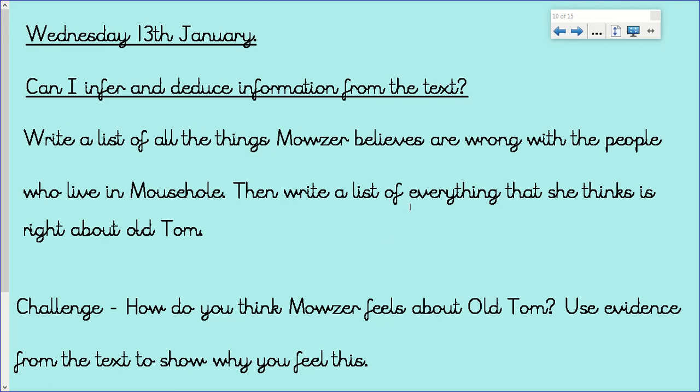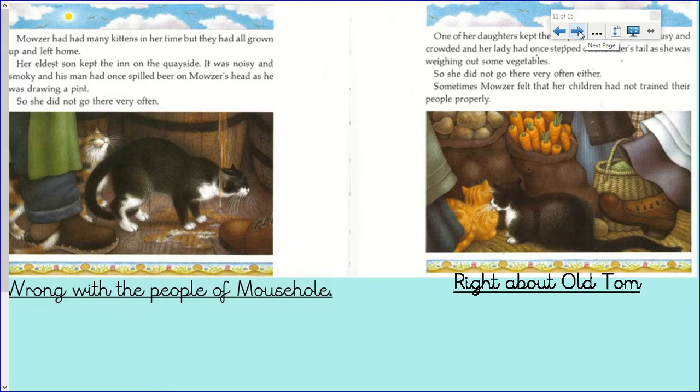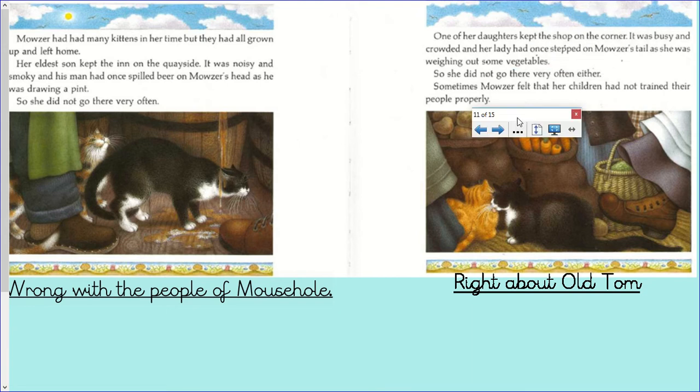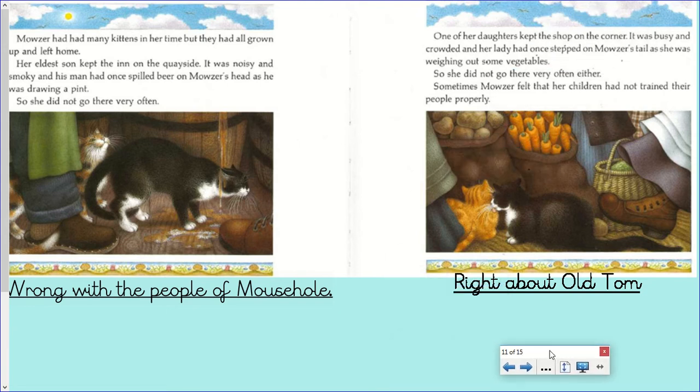Okay, so to start with, you need something to write this down on. If we set our page up like this, pause to write down the date and title. Okay, and then two headings. We want a list with "wrong with the people of Mousel" and "right about old Tom". So you want to create two lists. Pause to give yourself a moment to do that.